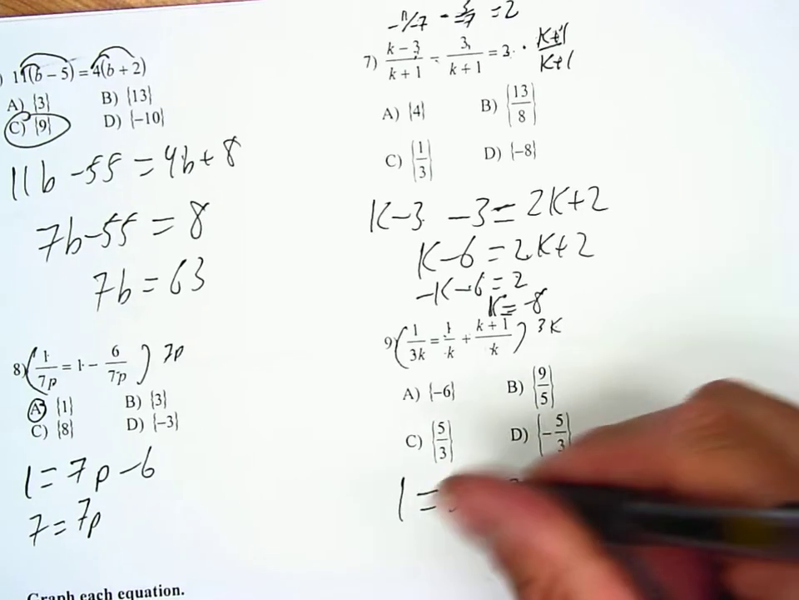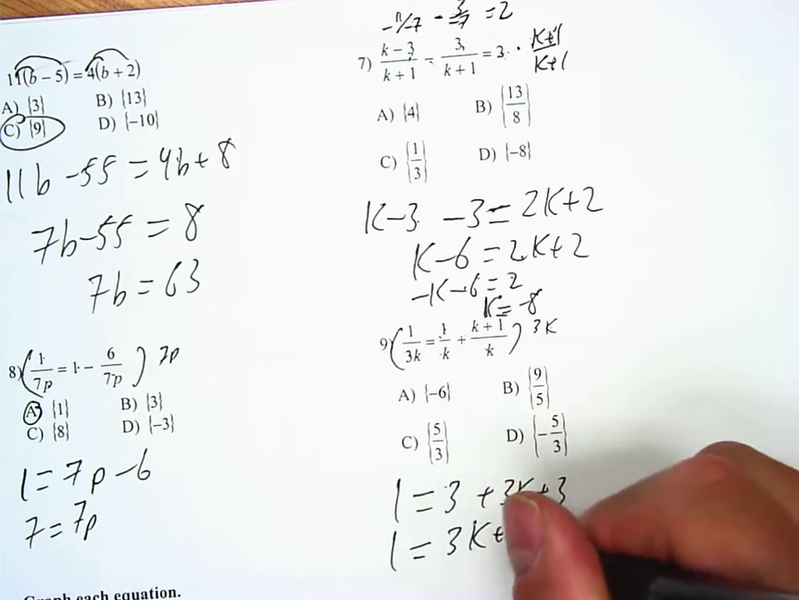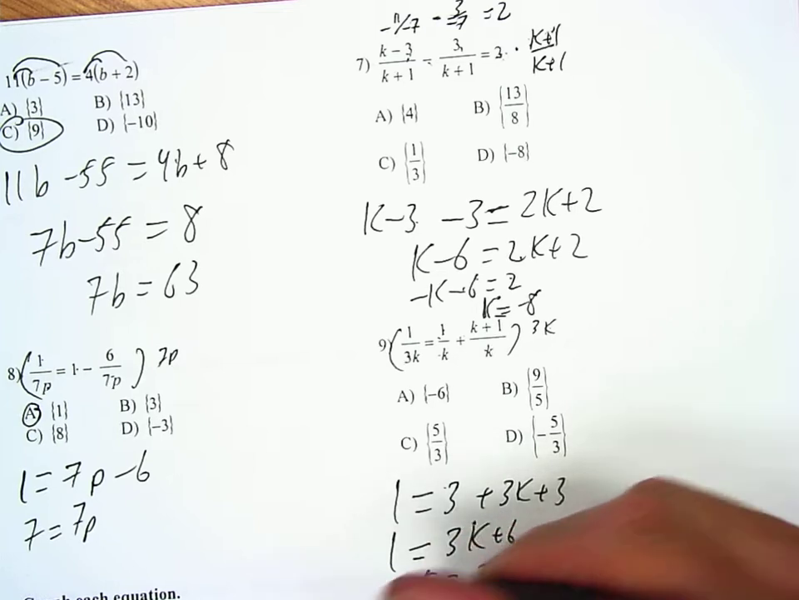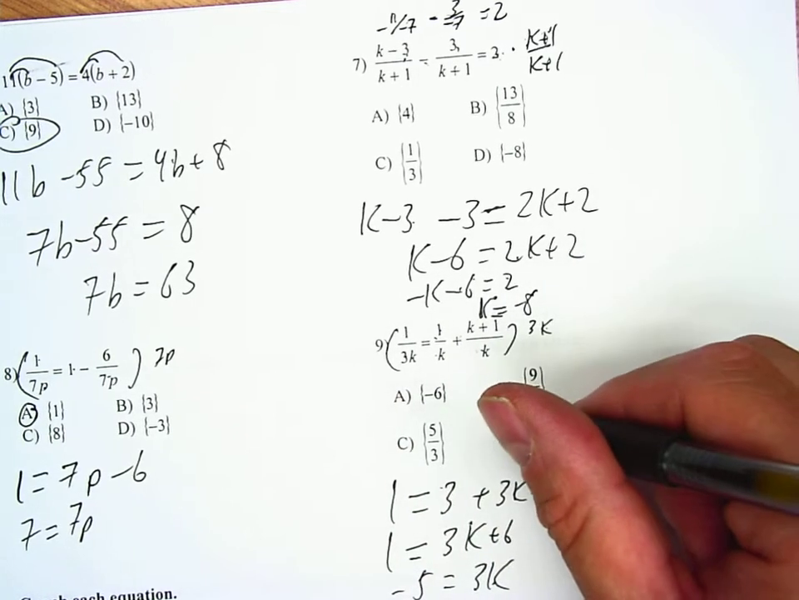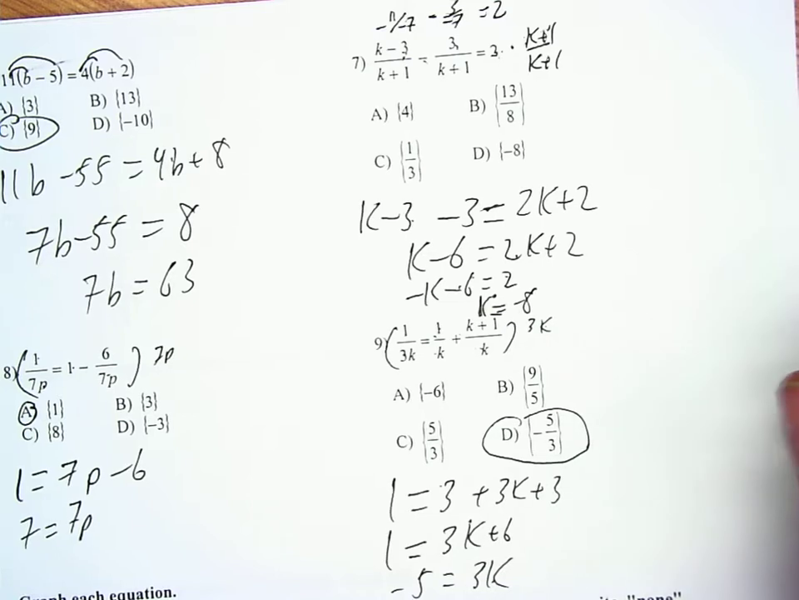All right, combining the 3's together, we're going to get 6. 1 is equal to 3k plus 6. Taking 6 from 1, we're going to get negative 5 equals 3k, and then dividing 3 into negative 5, we get negative 5/3.